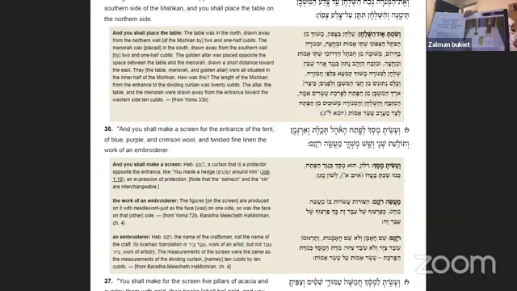amas. The golden altar was placed opposite the space between the table and the menorah, like a triangle, as you see in the picture. The golden altar was placed opposite the space between, drawn a short distance towards the east. The table, menorah, and golden altar were all situated in the inner half of the Mishkan.